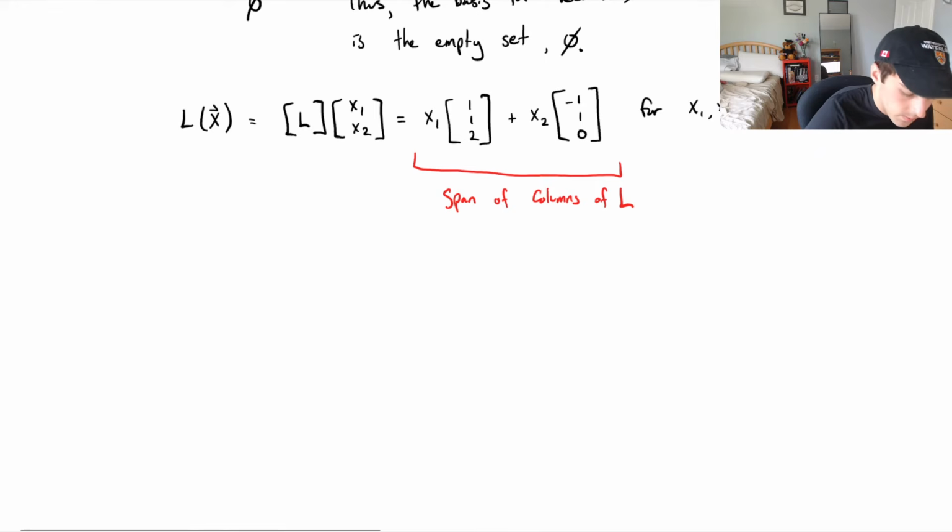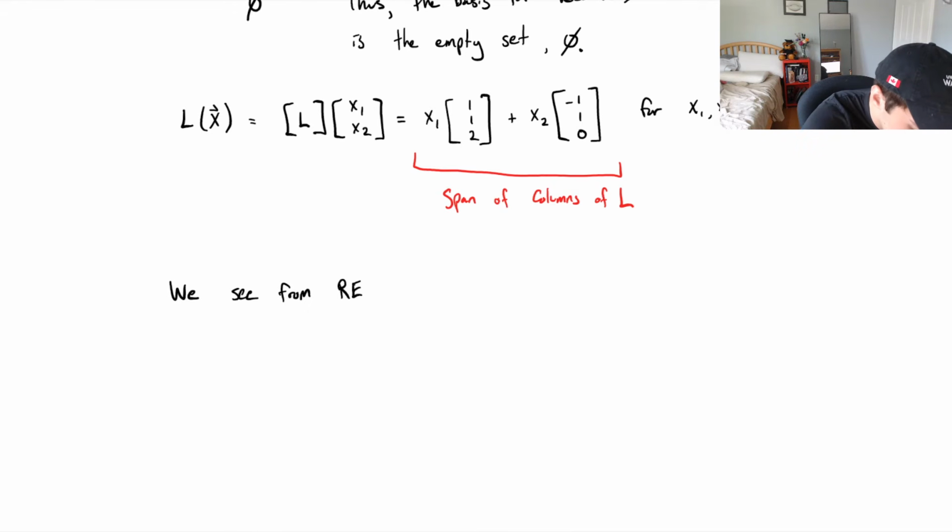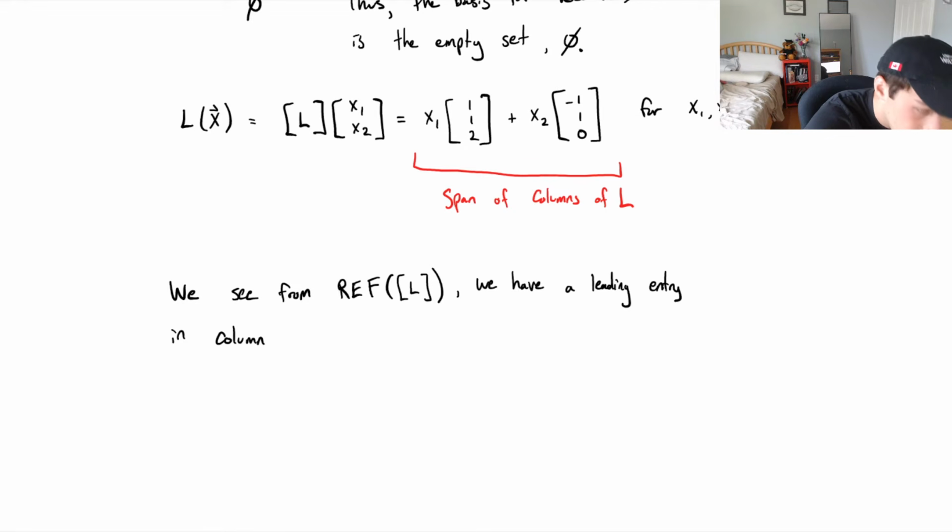So let me just write out in words what I just said. We see from the reduced echelon form of our standard matrix L, we have a leading entry in column 1 and column 2. Thus, we can say that the range of L is going to be equal to the span of column 1 and column 2.